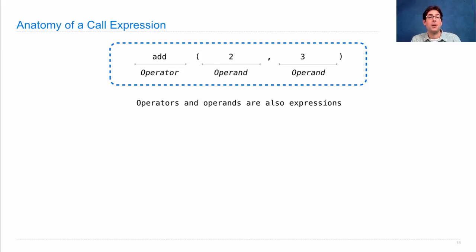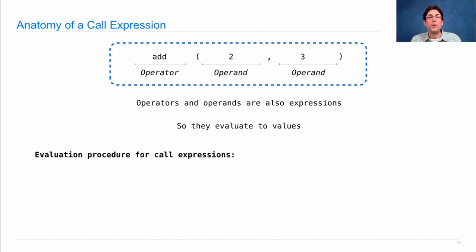Operators and operands are also expressions. Now these are very simple expressions. The number 2, the number 3, or the name add. They evaluate to values. The number 2, the number 3, the function that adds two numbers together.